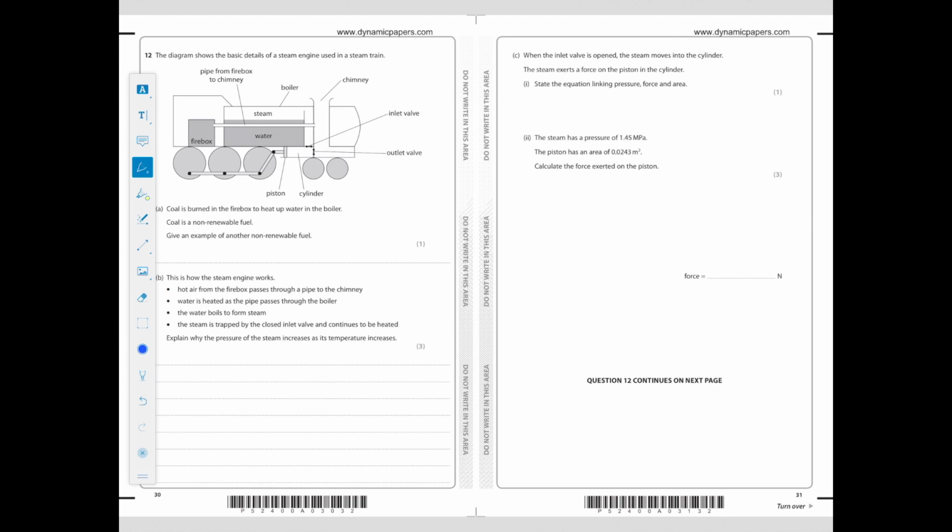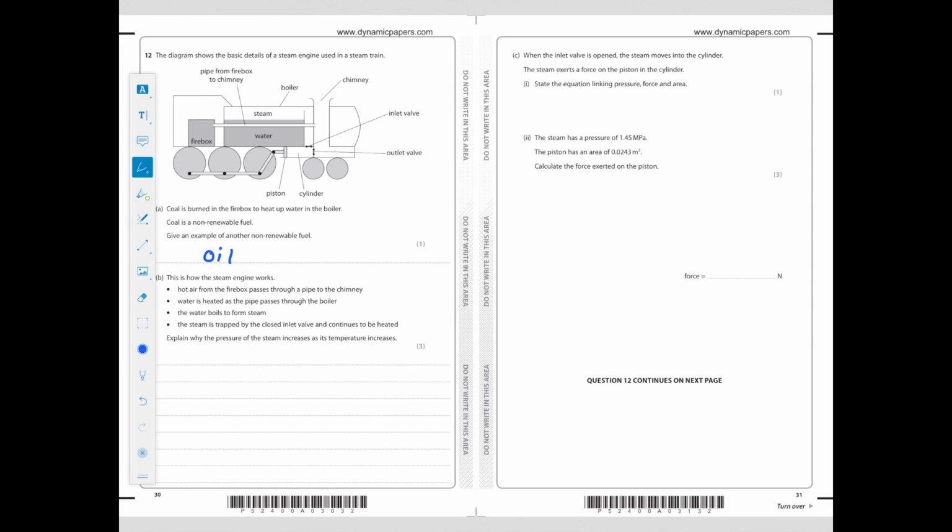The diagram shows the basic details of a steam engine used in a steam train. Coal is burned in the firebox to heat up water in the boiler. Coal is a non-renewable fuel. Give an example of another non-renewable fuel. So these are fuels which will run out. So you could say oil or natural gas or petrol, diesel, anything sensible.